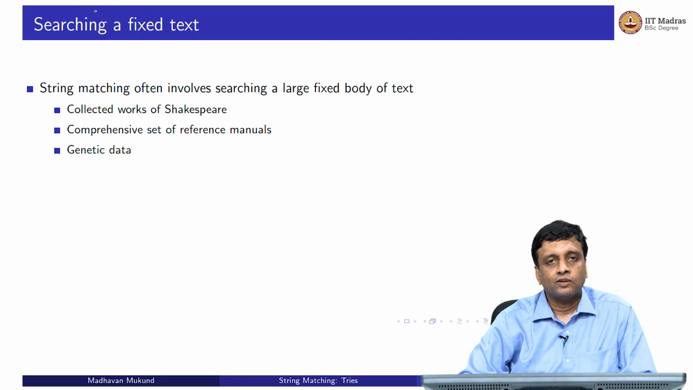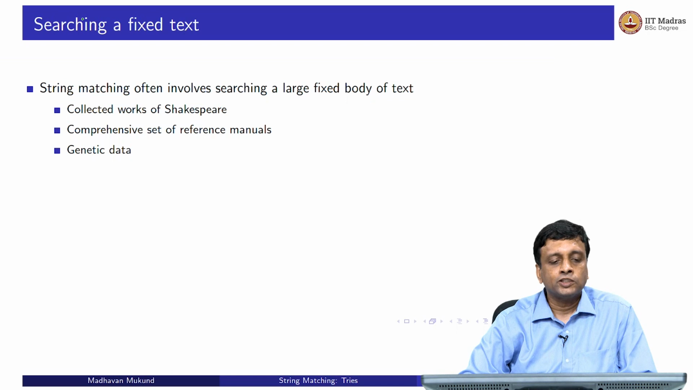So for instance, you might be trawling through a large body of work by a single author, like the collected works of Shakespeare, or you might be in an organization which has a large body of reference manuals. Or in another example that we have frequently cited, you might have genetic data for some organism or organisms that you want to search in. So this is a more typical situation where you have a body of text which is more or less fixed, but this text is going to be searched repeatedly.